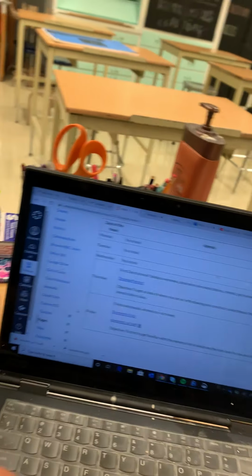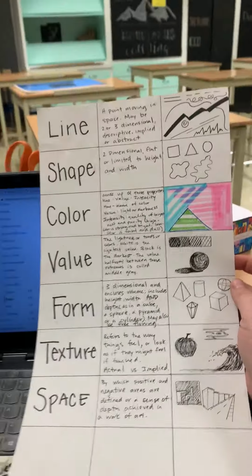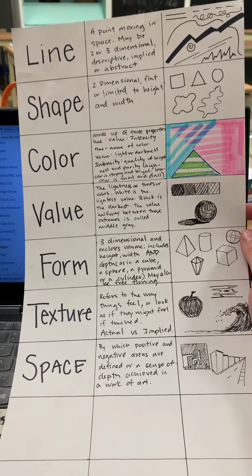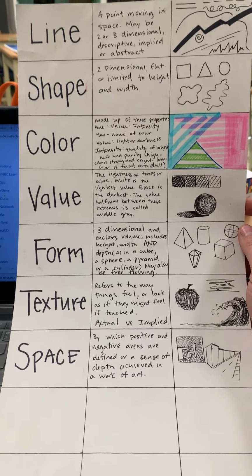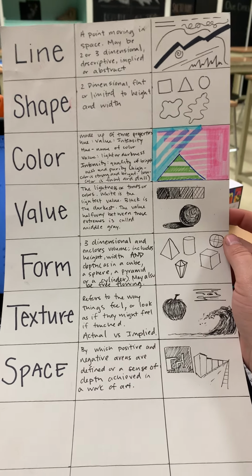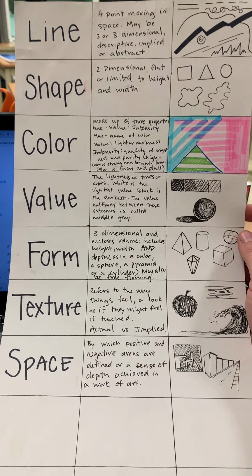But I have an example here to show you. So this is an example of the Elements of Art sheet that we did. So on a piece of paper, what you're going to do is create 3 columns and 7 rows. So there are 7 elements of art, the first one being line. Then you have shape, color, value, form, texture, and space.